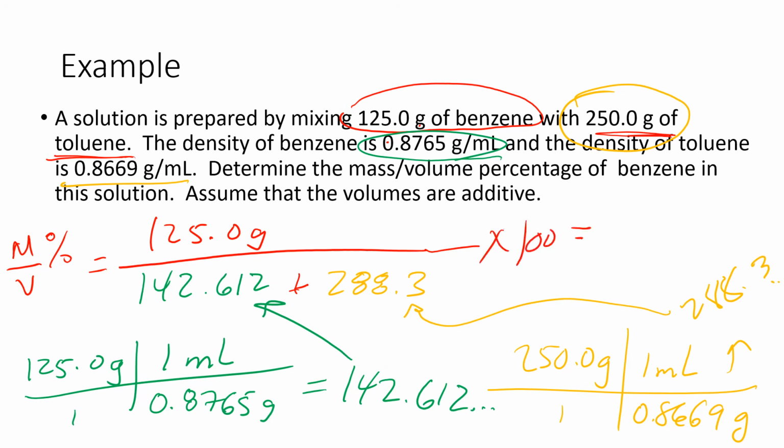So 125 divided by the 142 point something plus 288, all that in parentheses, if you will. Then times 100, I end up with 29.00%.